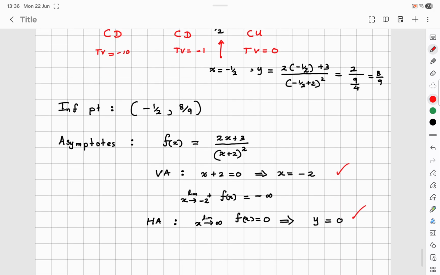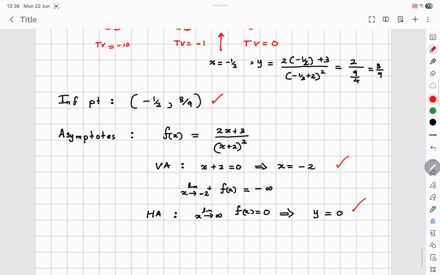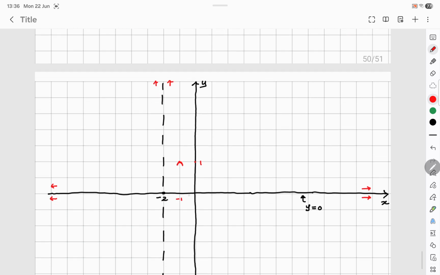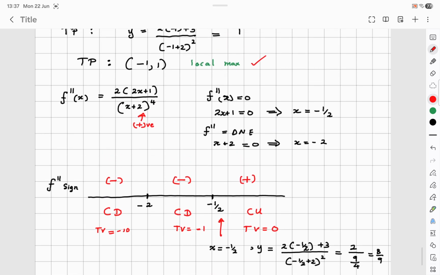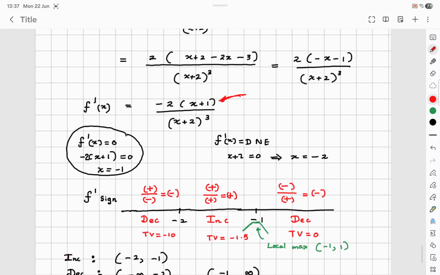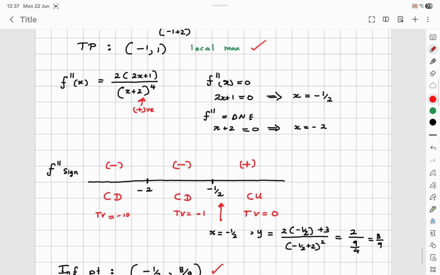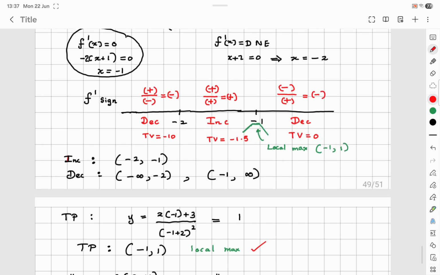So that is done. Then inflection point is minus half comma 8 over 9. So minus half, so somewhere here, this is 8 over 9. So there's an inflection point here. So mark that also, inflection point. Right, turning point done, inflection point done, asymptotes done. Now you have to draw it using the increasing and concavity, using that.